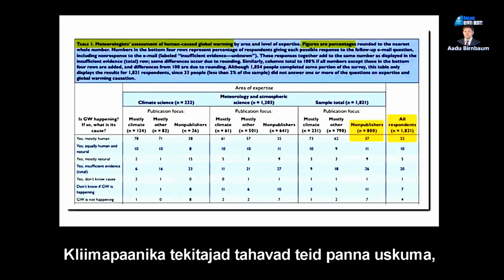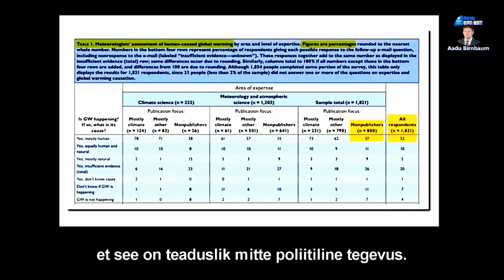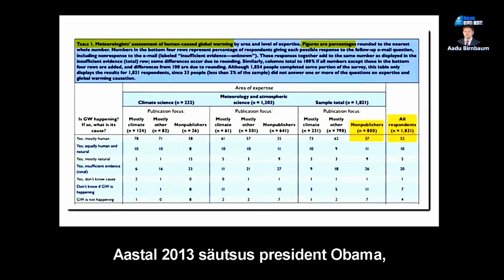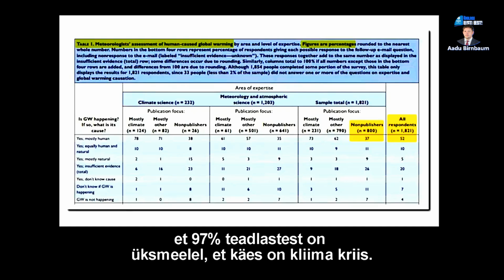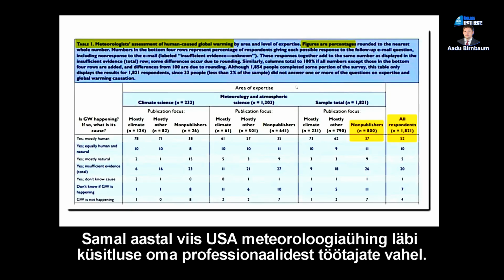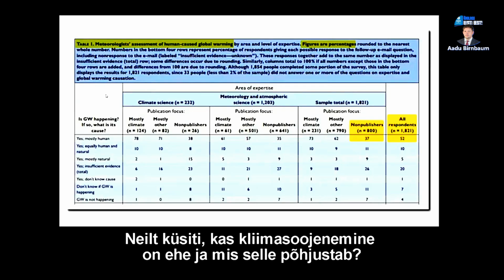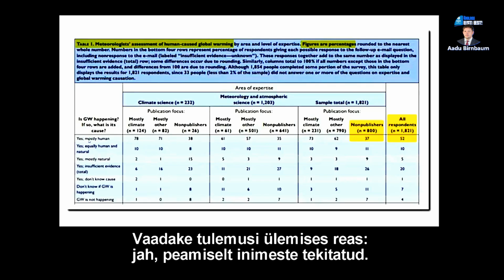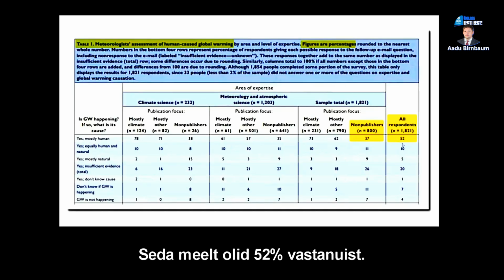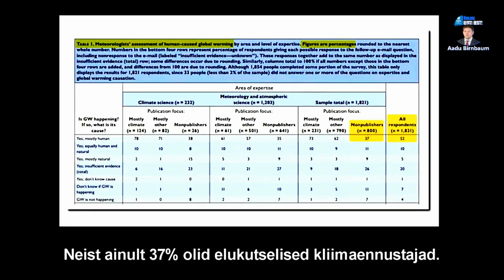Climate alarmists want you to believe that this is a scientific thing, not a political one. In 2013, President Obama tweeted that 97% of the world's scientists agree that we're in a climate crisis. That same year, the American Meteorological Society took a survey of their professional members. They were asked, is global warming happening? If so, what is its cause? Look at the results for the top row. Yes, mostly human. 52% of respondents agreed with that, and only 37% of professional forecasters.